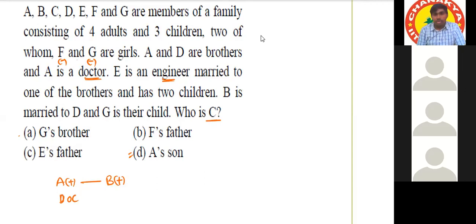Okay, sir. Understood. Okay, then if he is an engineer married to one of the brothers, one of the brothers means these two, and has two children. Then B is married to D. D is a male or female now? Female. From now, here we can say that E is married to whom? A, sir. Here I'm taking E is a female, married to A, and A is a brother of B, and B is the husband of D. D is a female.